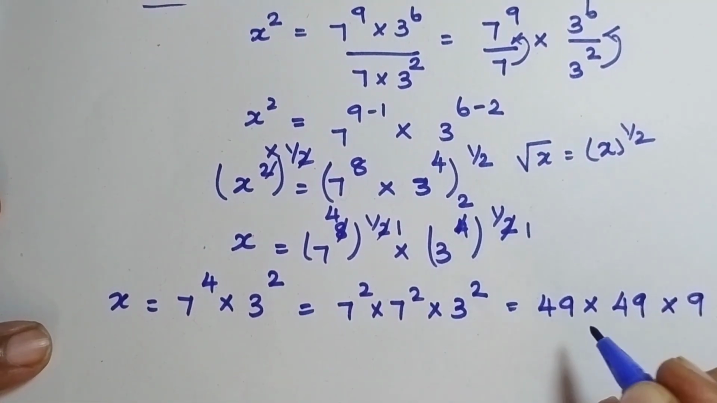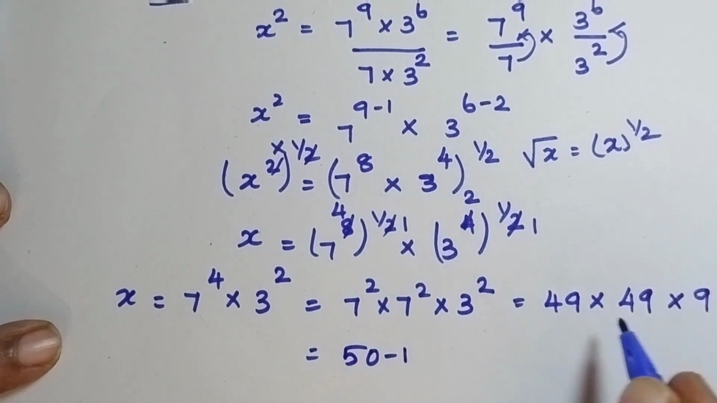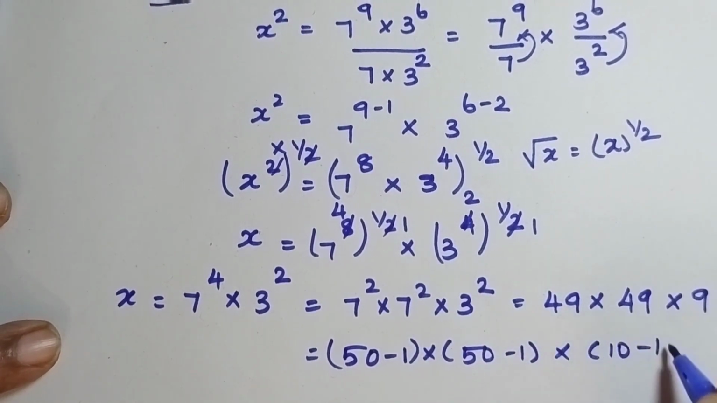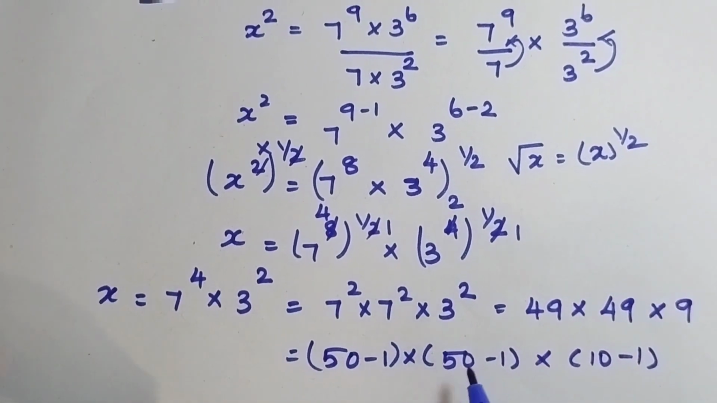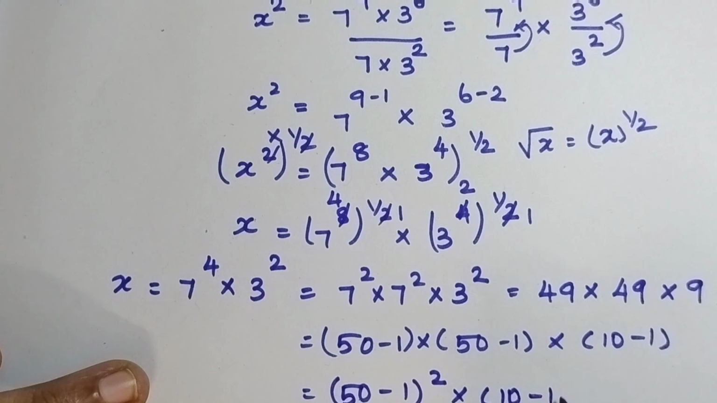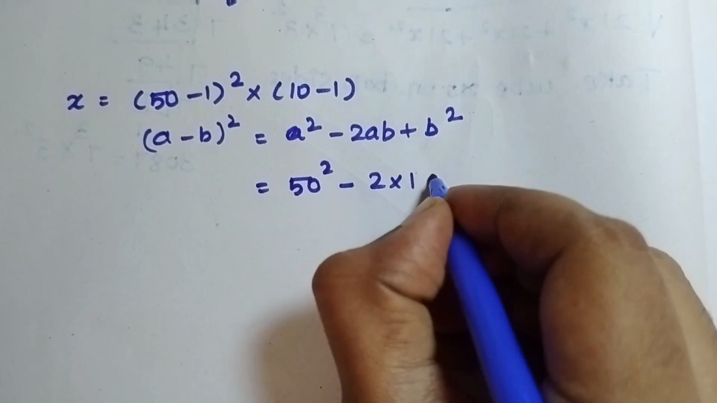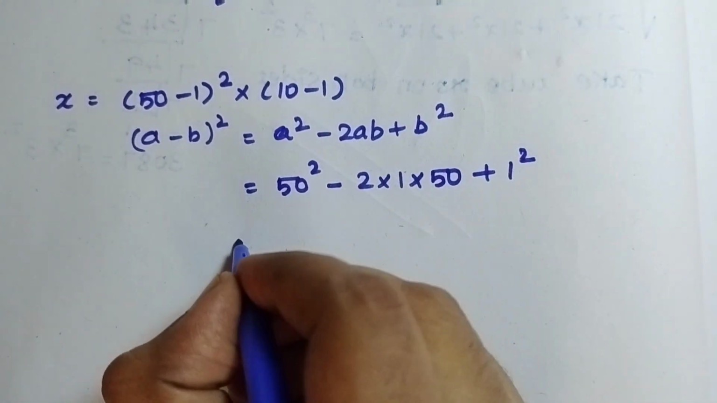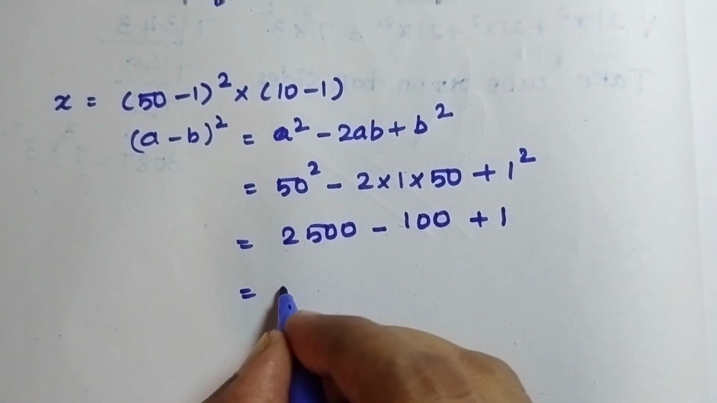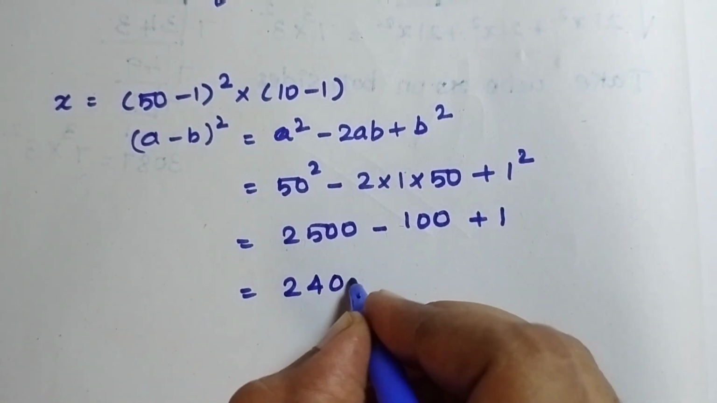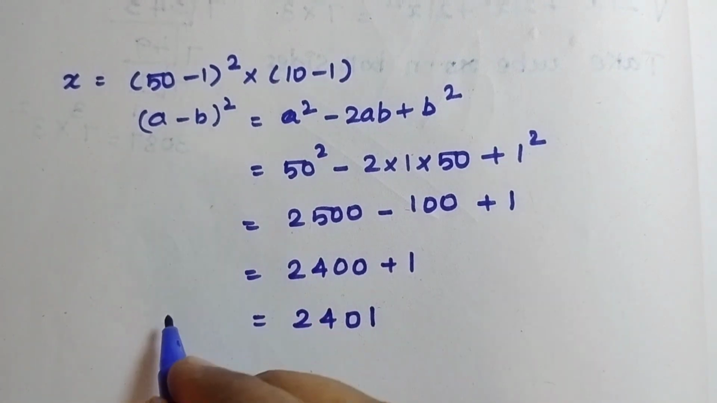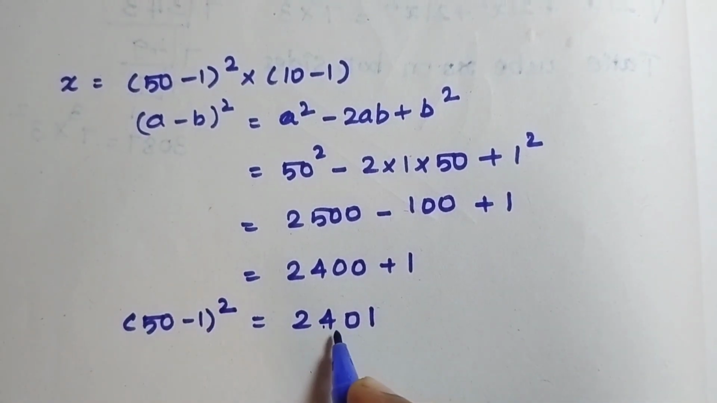So this 49 can be written as 50 minus 1 into 50 minus 1 into 10 minus 1. Now this can be written as 50 minus 1 the whole square into 10 minus 1. So if 1 into 50 plus 1 square, which is equal to 2500 minus 100 plus 1, which is equal to 2400 plus 1, which is equal to 2401. Now I get the value for 50 minus 1 the whole square is equal to 2401.